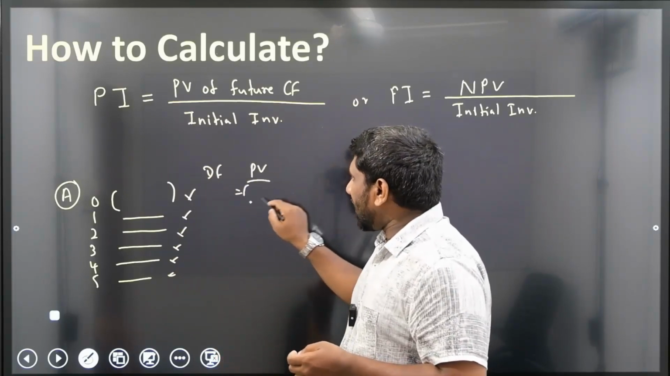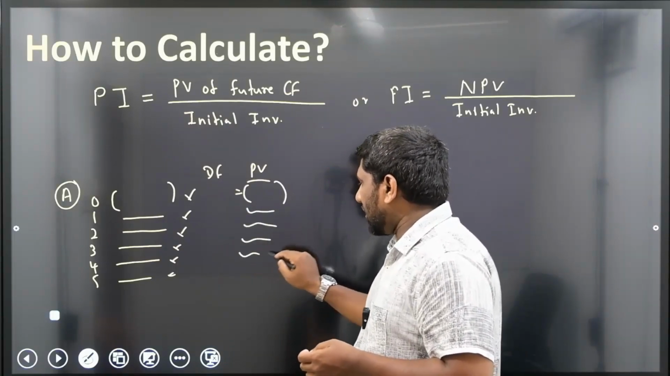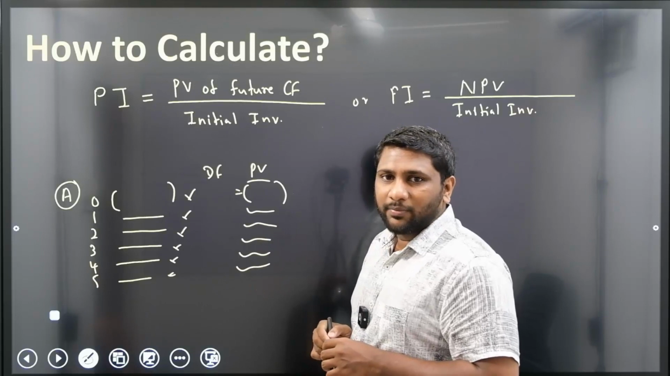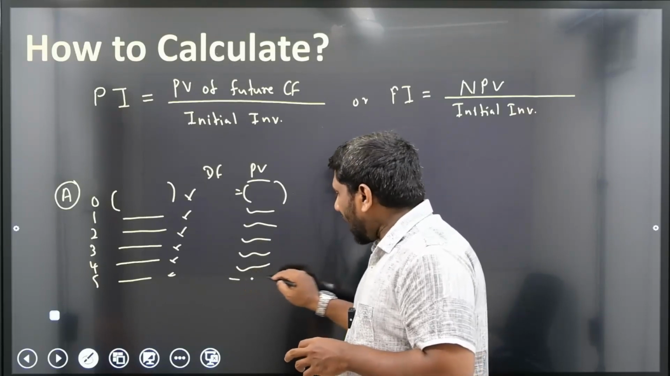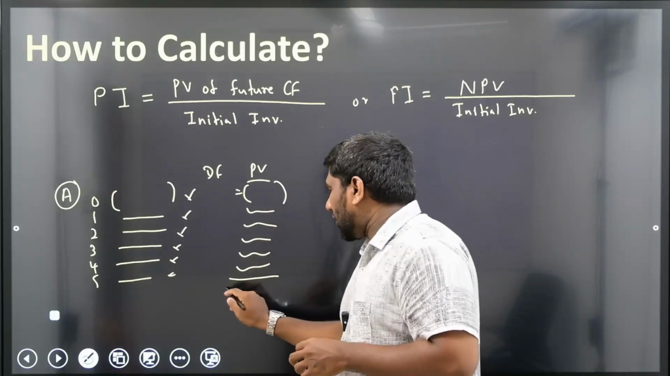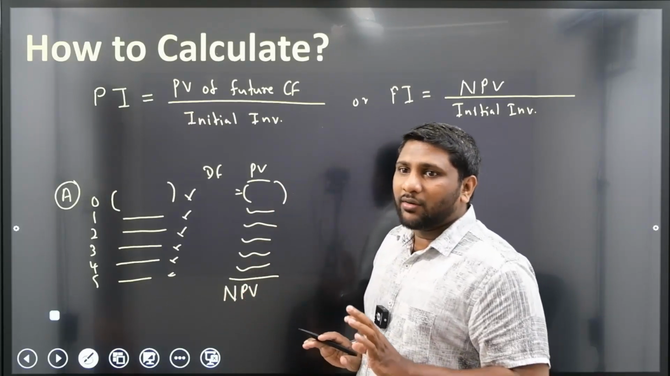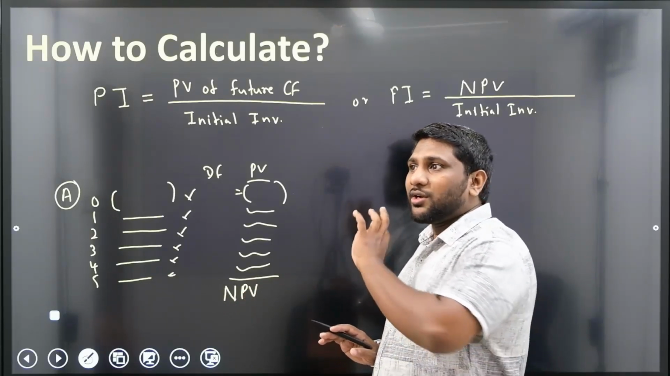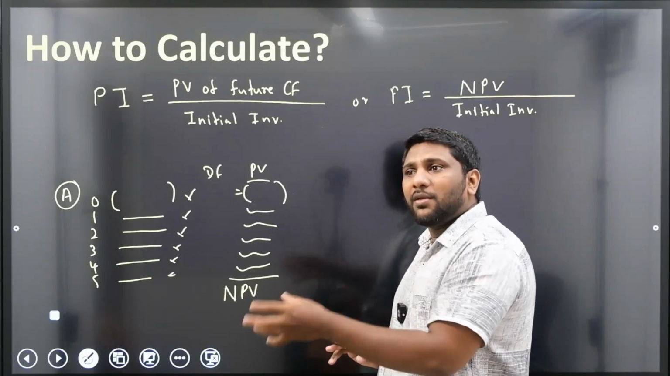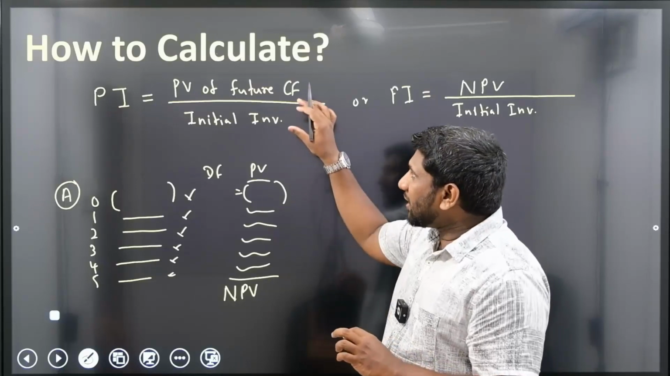So here you will get a negative present value, and all these others are positive present values. If you add all the negatives and positives, you will get the net present value. Here we are not going to learn about the net present value. You should have the knowledge of NPV before getting into the profitability index. So let's take the first formula.